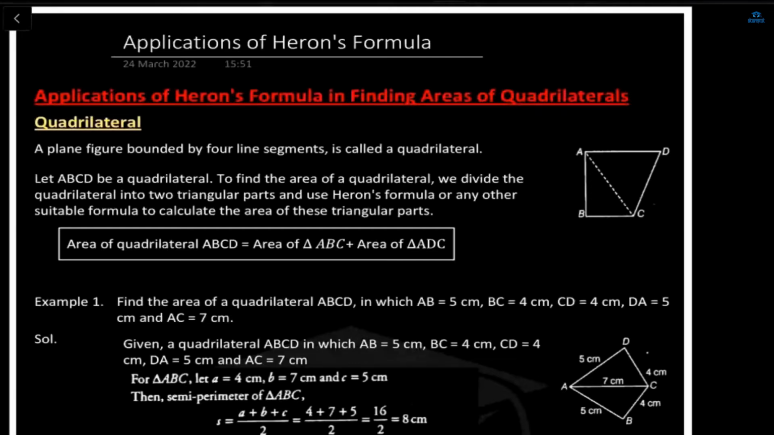And generally Heron's formula is used in cases where you cannot find the altitude, because in every triangle you cannot find the altitude. If altitude and base are given, that's very easy. You can just find the area of the triangle as half into base into height. But if the altitude is missing, then you can use Heron's formula.